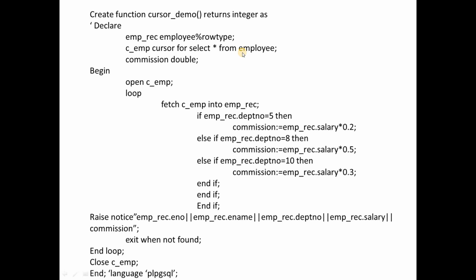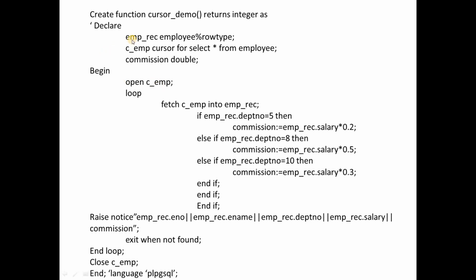So first of all I have to select all employee records from your employee table. That's why I apply the SQL query select star from employee, and after executing this query the result set, or the table, is returned for me, and that result set I store into the CEMP variable. Okay, after that I declare a commission variable having type double, because I have to calculate commission. This is the declaration part over here.